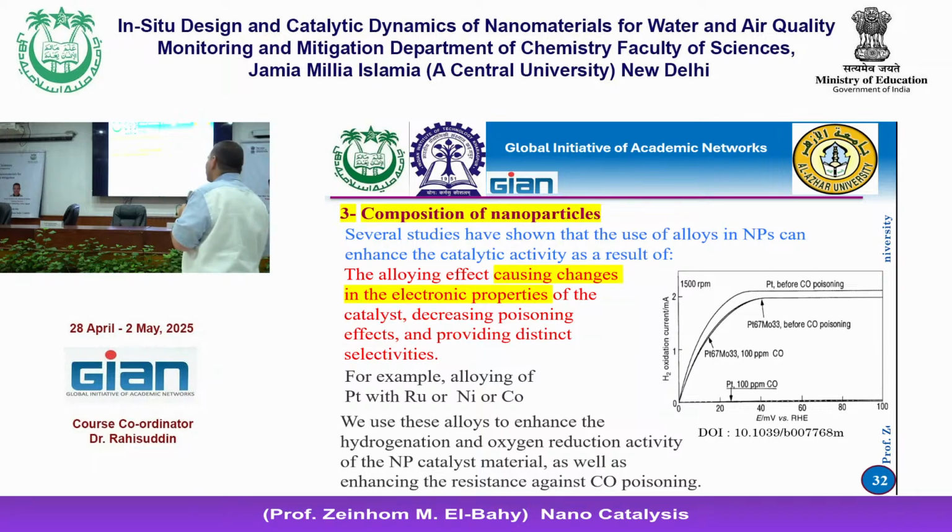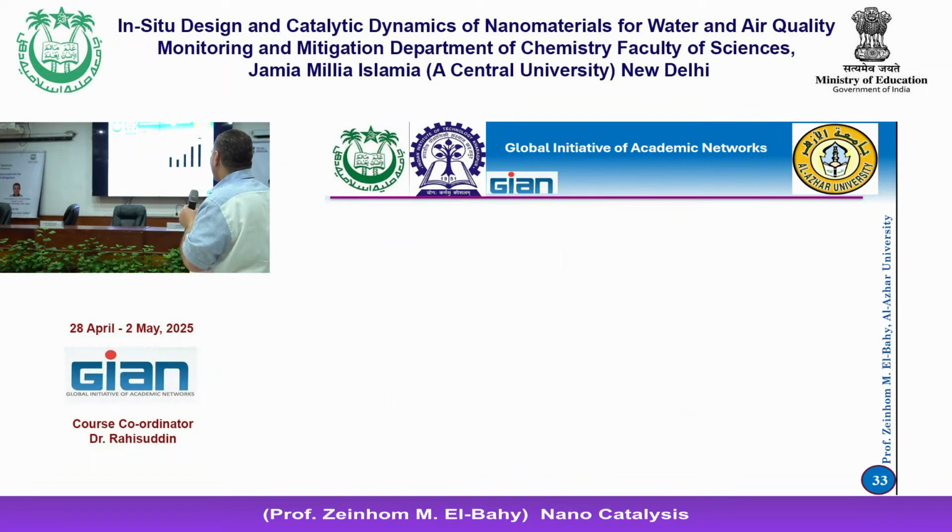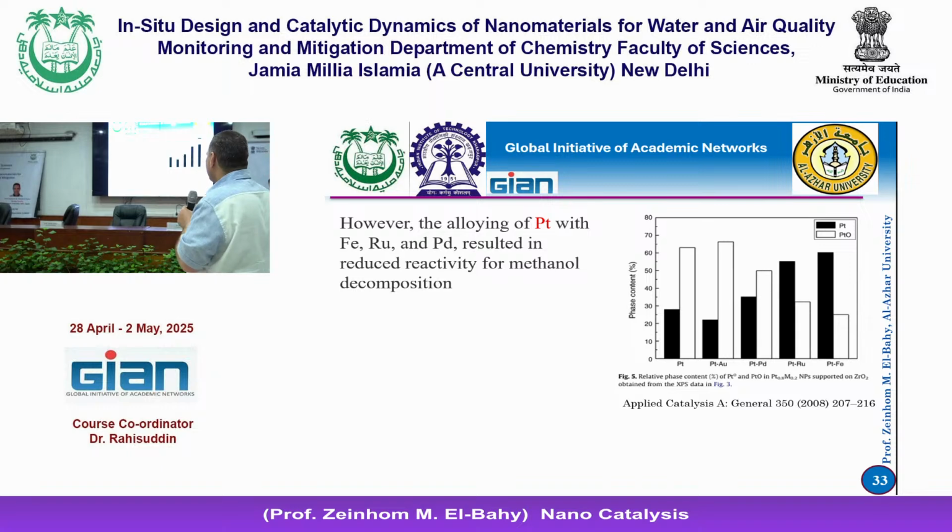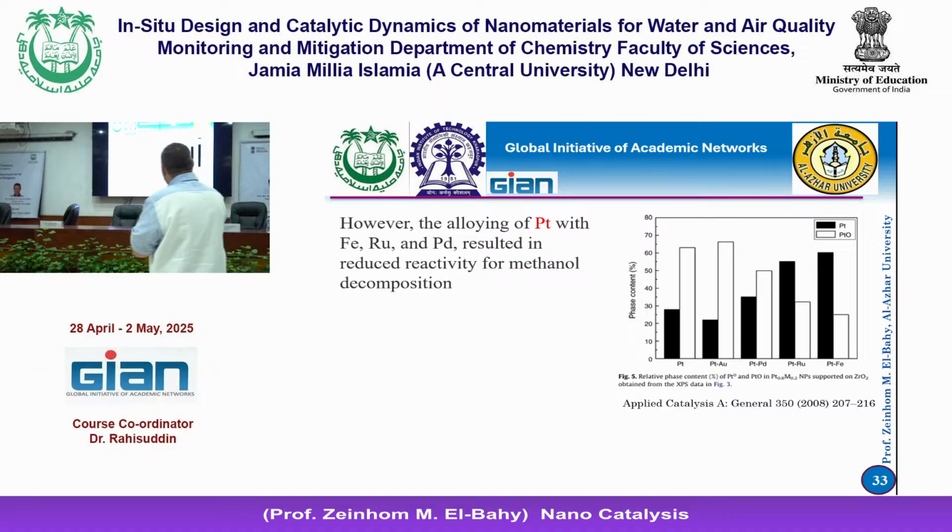What about the force factor? This is example data on the alloying of platinum with iron, rhodium, and palladium. Here there are two cases, platinum and platinum oxide. In the case of platinum oxide, the activity of platinum itself is higher than the alloy, and in the case of platinum oxide, it is a different attitude, a different behavior.